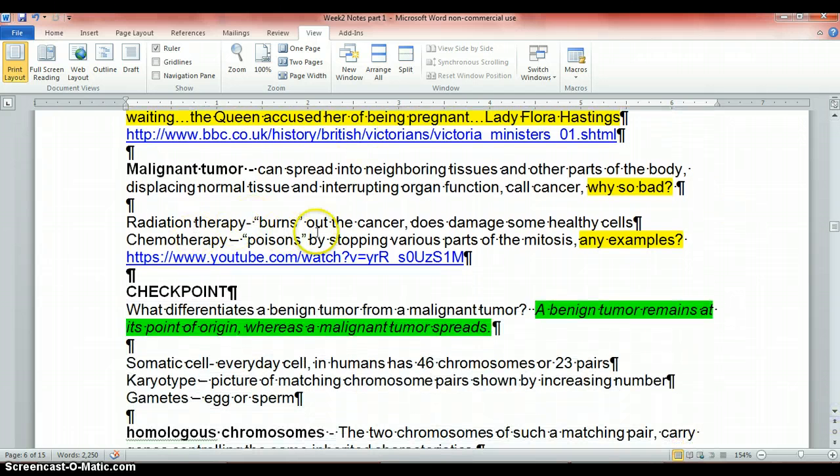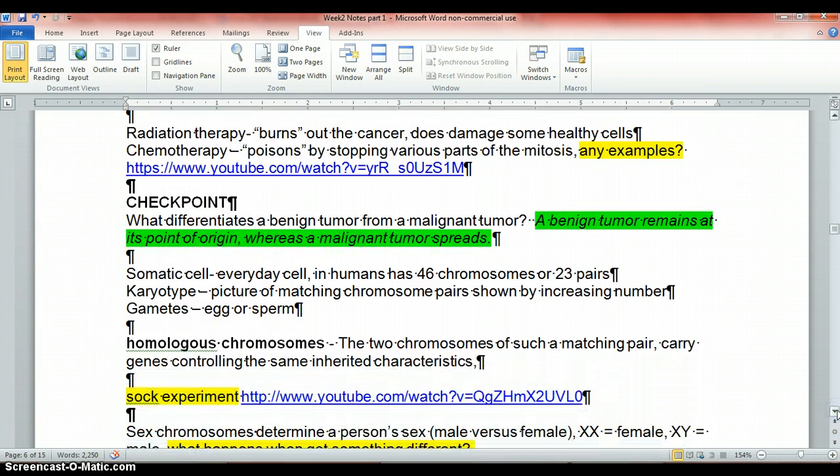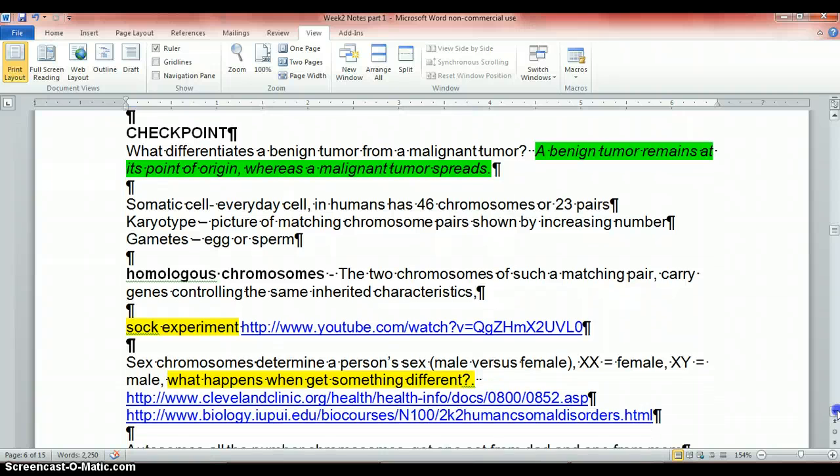Radiation therapy burns out the cancer. It does damage some healthy cells, right? We're doing a lot of different research in these areas to try to find a way to specifically target cancer cells. Chemotherapy poisons by stopping various parts of mitosis. There's another checkpoint for you to review.